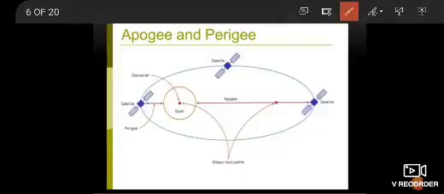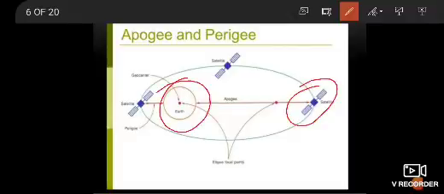So you can see this, the point that has the longest path from the satellite to the earth's center point is called apogee, and the shortest path is called perigee. The apogee is the point in an elliptical orbit where the satellite has the farthest or longest path from the earth, and the distance between the center of the earth and the apogee is called apogee distance.